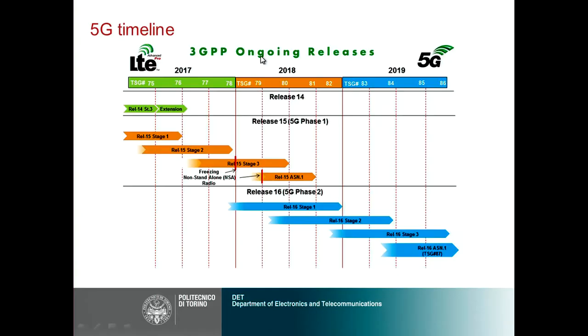They meet every 3 months. By the way, the next meeting, number 79, they are numbered in increasing order, so they go back quite a lot, as you can see. The next one will be in Chennai, in India, in coming March. And there we will see the freezing of parts of the description of the radio for 5G.